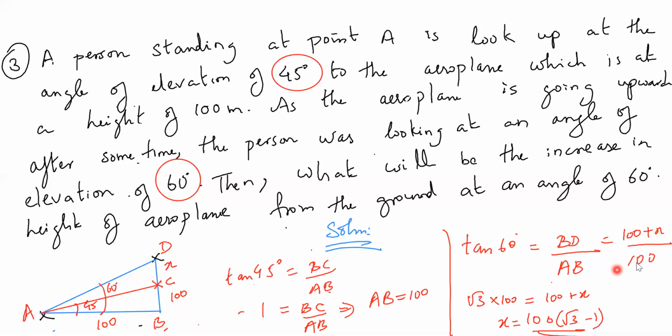Then this 100 will get cross multiplied here. So 100 into root 3 equal to 100 plus X. So X is equal to, I'll write one more step here. Simple thing. X is equal to 100 root 3 minus 100. Taking 100 common, that's why I'm getting 100 into root 3 minus 1 as the answer. Now is it clear to everyone?